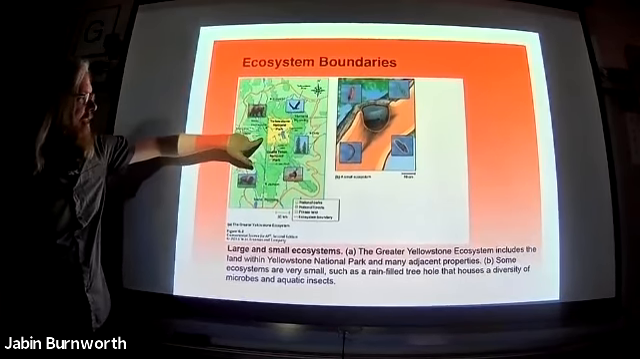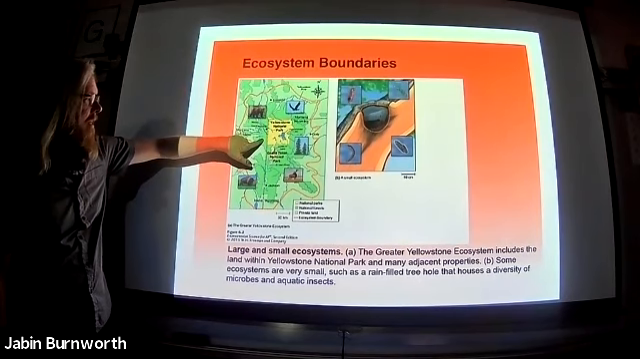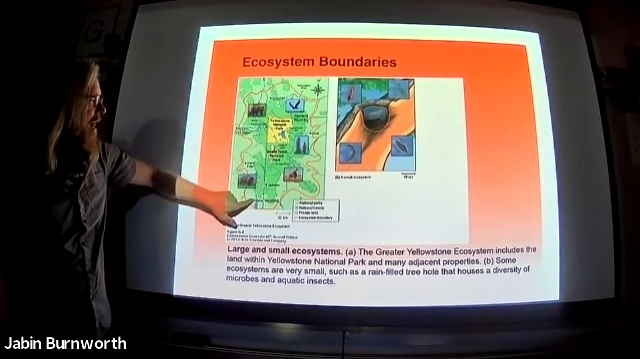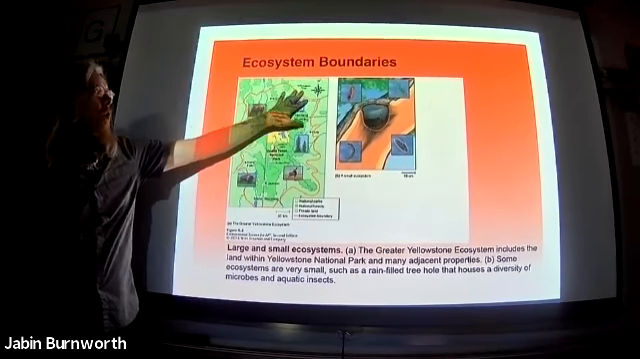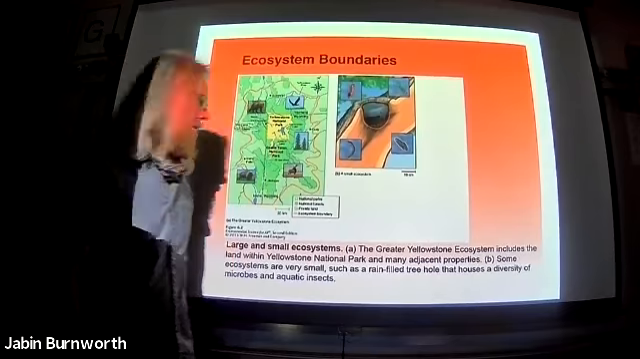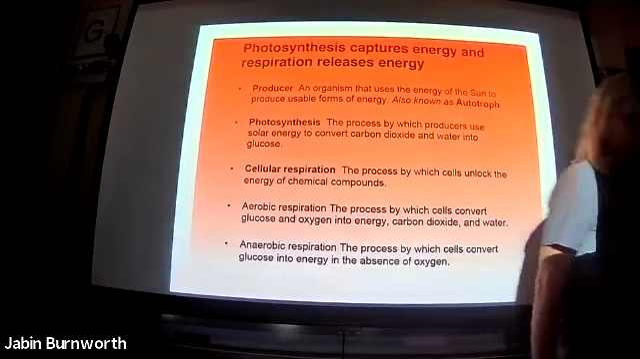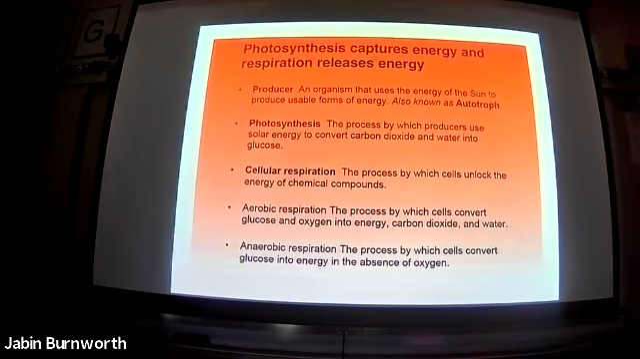So this would be the park, this would be the national park. Then we've got private land. Then we've got what we call home range or ecosystem boundary. Now, hopefully you all know these terms, right?